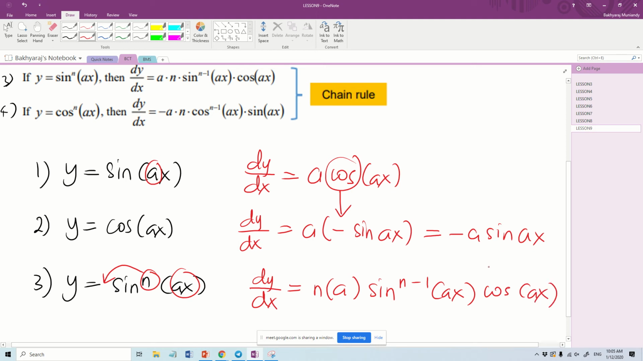I'll show you when it comes to the example. You need to take the formula first, so copy the formula first, then when it comes to the example, I will explain further. So the n from the power is put in front, differentiating ax gives a, and then the power of sin goes down by 1, so sin power n minus 1 of ax times cos ax, because when you differentiate sin, you get cos ax.